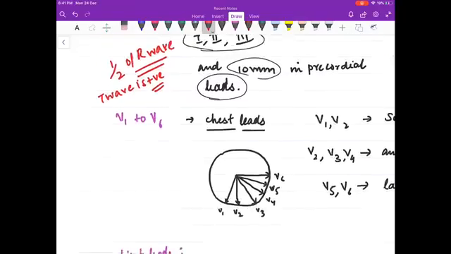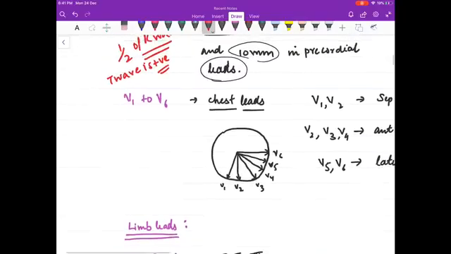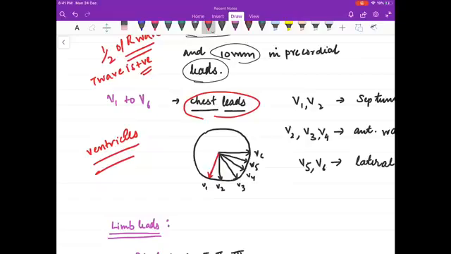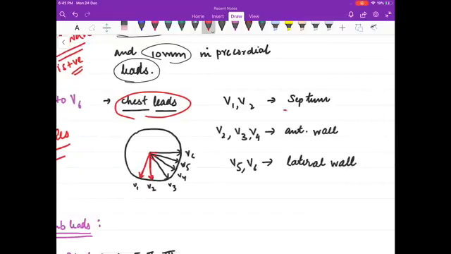Okay, so what are these V1 to V6? V1 to V6 are the chest leads. They are horizontally placed, and they tell mostly about the ventricles. This is how they are arranged: V1, V2, V3, V4, V5, V6. V1 to V2 represents the septum.